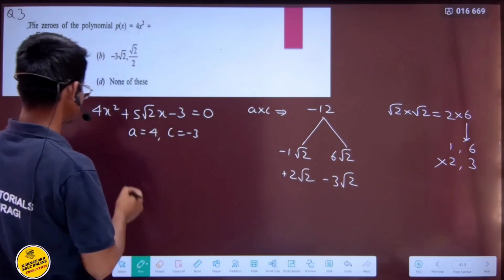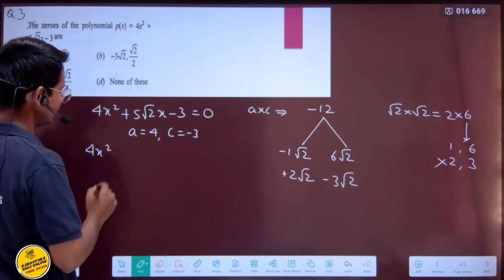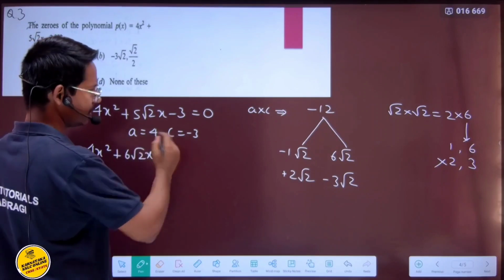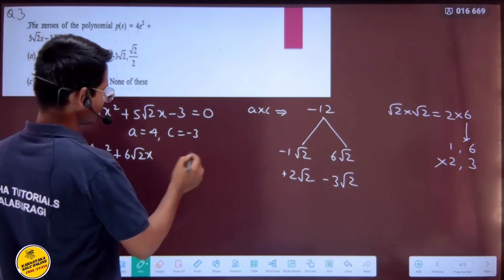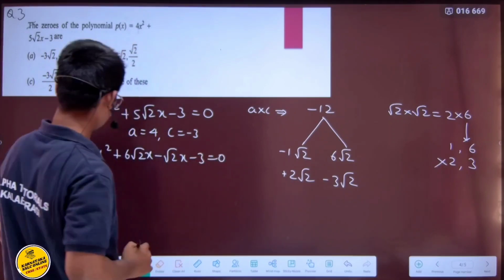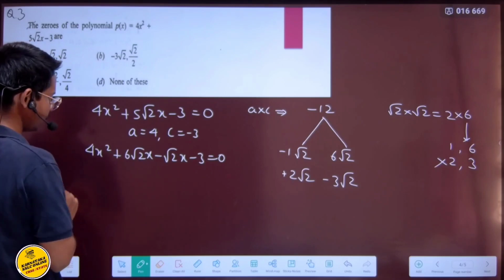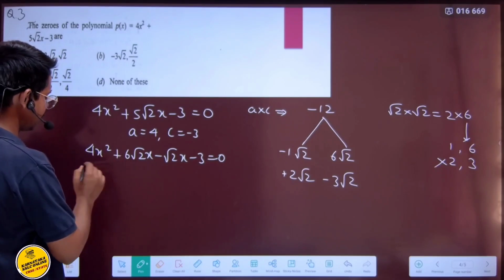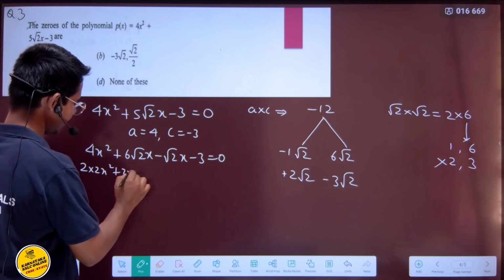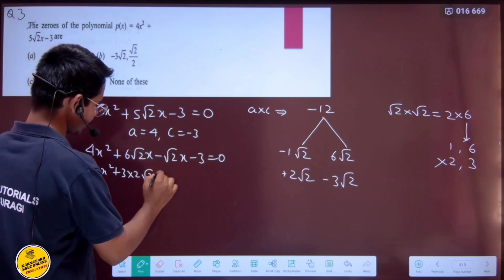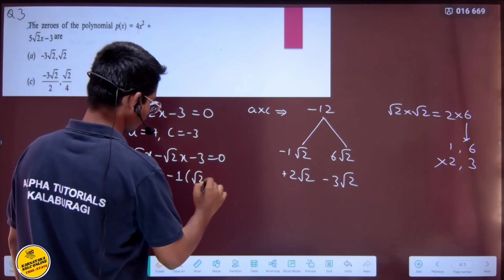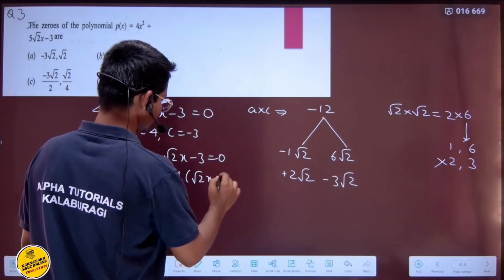Okay, so I'll split this one as 4x square. I'll write first 6 root 2 x. You can write in any order, no problem. 6 root 2 x and minus 1 means I'll write root 2 x minus 3 equal to 0. Now what is common? 4 means 2 into 2, so I'll write 2 into 2 x square, and this one 3 into 2 root 2 x minus. Here nothing is common, you can take 1. So it is root 2 x minus 3.